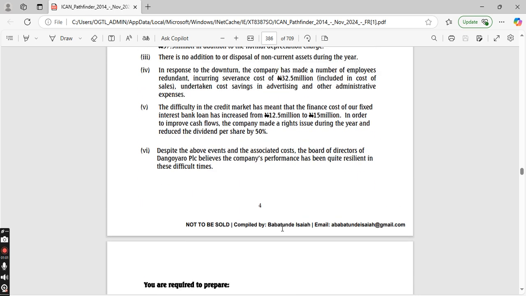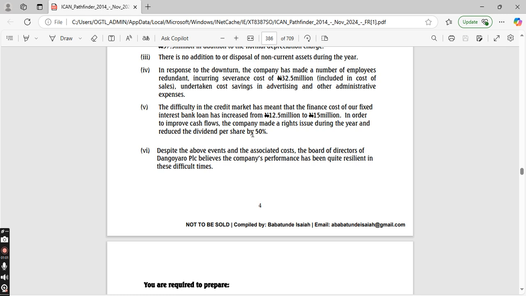Do we have any additional information for it? We have additional information on it, which says that in order to improve cash flow, the company made a right issue during the year and reduced the dividend per share by 50%. What is a right issue? A right issue is that our existing shareholders, we gave them a share option that instead of us paying you dividend this year, can we pay you another share?